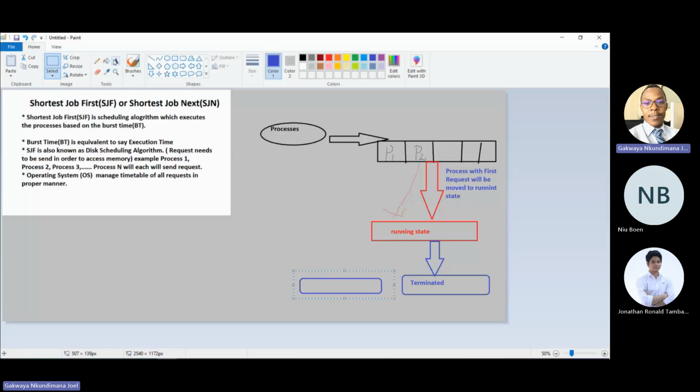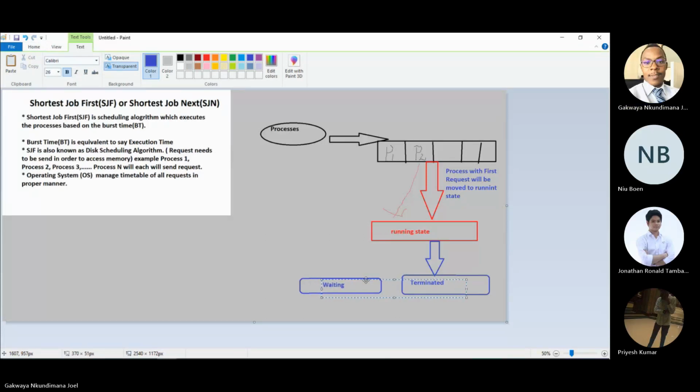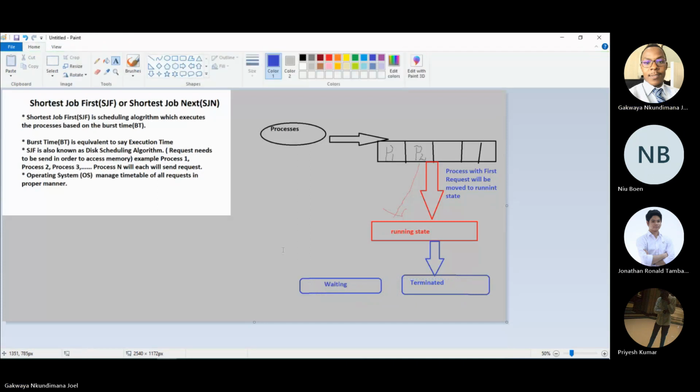Okay, so here we have this one. This can be waiting, right? So it can be in waiting. I'm going to say something about this one. Keeping in mind that a process can either be terminated or it can be sent where? It can be sent to this one.